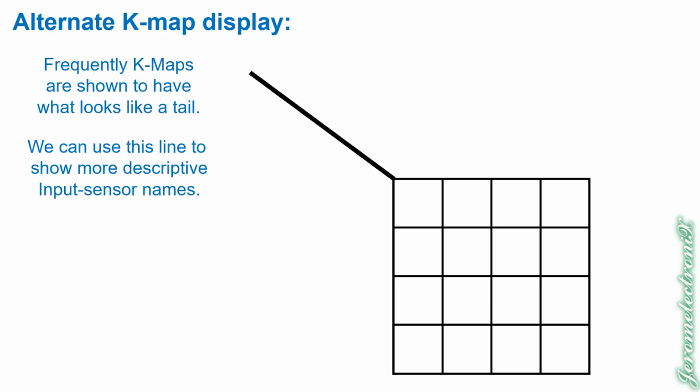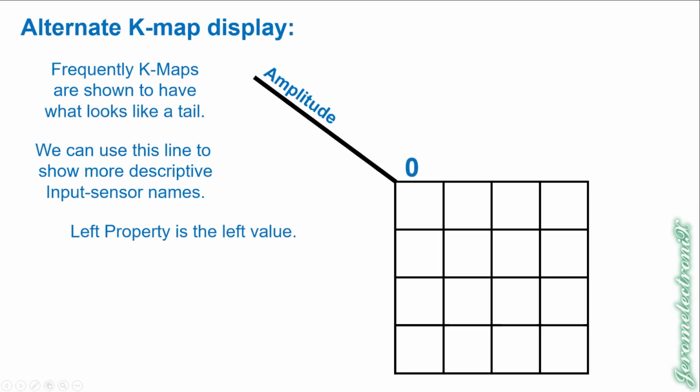So in this case, the first input sensor is going to sense the amplitude, and of course that would be A. The left property is the left value. You just place a 0 there because remember, this pair is double knot. This pair is left knot, and that's the number on the left. This pair is no knots, they're both 1s, and this pair is right knot, which means the number on the left is a 1.